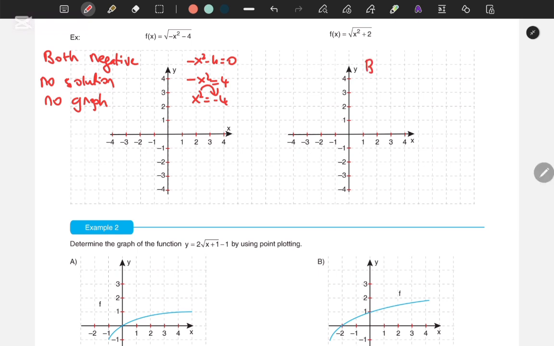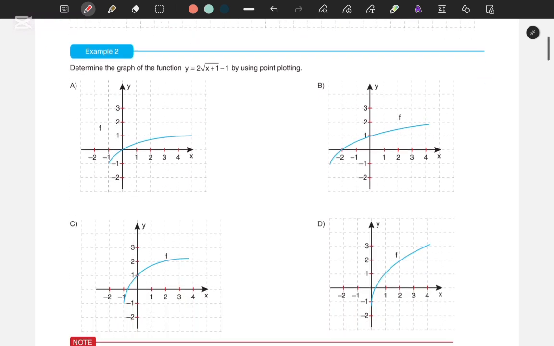If both are positive, it means that the solution is all real numbers. My graph means, from negative infinity to positive infinity. From left to right, I have to draw the graph. Okay, here I have an example.